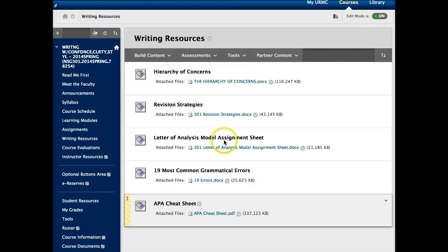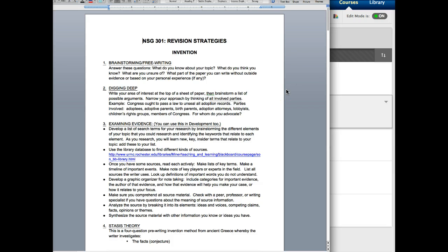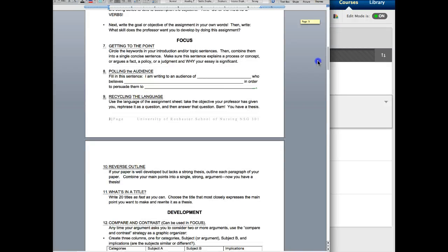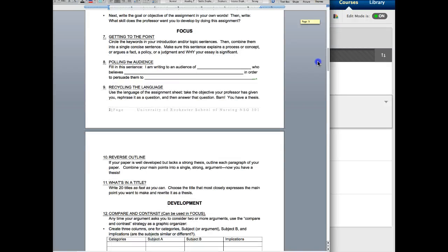The other thing that I want you to pay attention to is the revision strategy list. So right here on the Writing Resources tab, you will see a section for revision strategies, and that looks like this. There are so many of them, so don't get overwhelmed. Just focus on the section that you need to look at. So let's say my partner says she really wants help with her focus. And so I'm just going to look at these revision strategies right here.